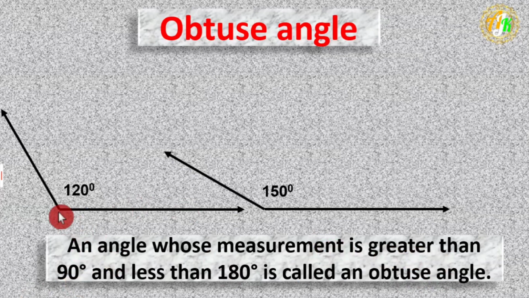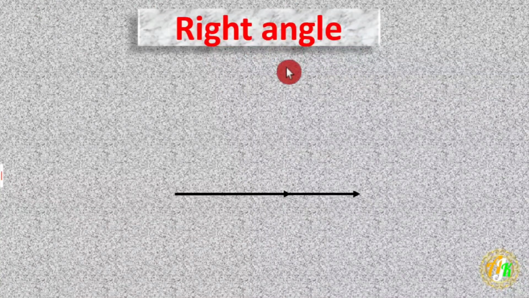Imagine that it's a 90 degree line and this one is a 180 degree line, and this angle lies between 90 degree and 180 degree. The 120 degree angle lies between 90 and 180, so it's an obtuse angle. Similarly, 150 degree is an example of an obtuse angle. Now next, right angle.